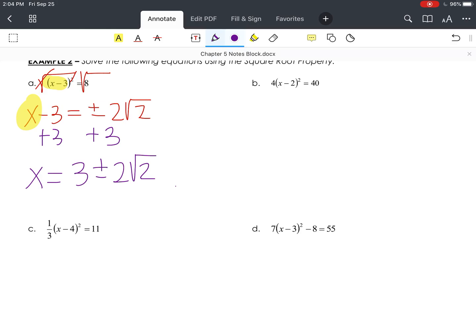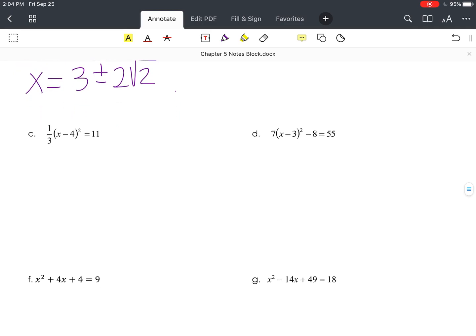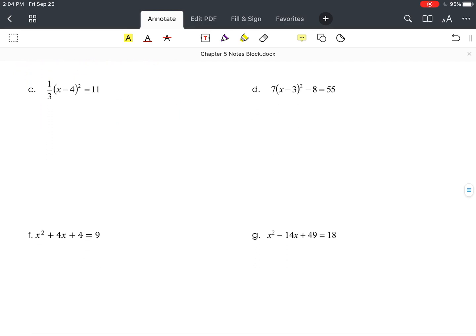So 3 plus 2 root 2, that's a real number. It's a decimal, irrational number, but it is a number. That's one of the answers. And then 3 minus 2 root 2 is your second answer. We're getting 2 answers here, and that's important to note.